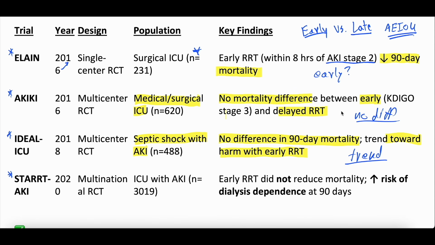Then there was the STARRT-AKI trial, which was in 2020, and this also showed no difference in mortality between early and, late is not the right word, we should use early and delayed renal replacement therapy, I suppose.